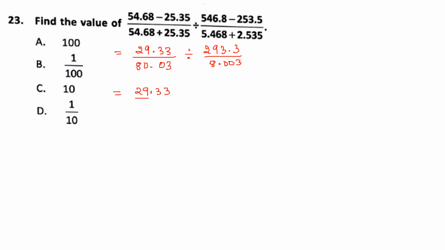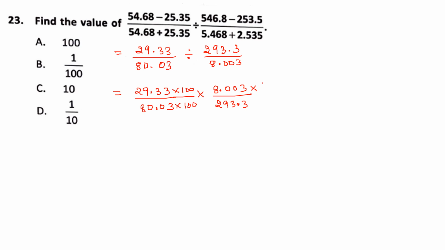Now I am going to change division to multiplication. So it will be 29.33 divided by 80.03 multiplied by 8.003 divided by 293.3. Now I am going to remove the decimal. In the first one I am going to multiply by 100. But I can't multiply 100 only in the numerator, I have to do it in the denominator also. Now if I multiply 29.33 into 100, it will become 2933, and the denominator will become 8003.